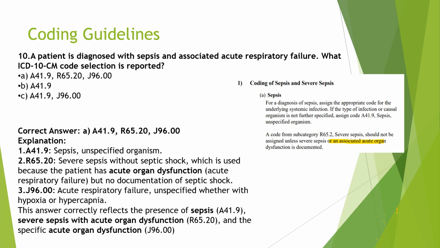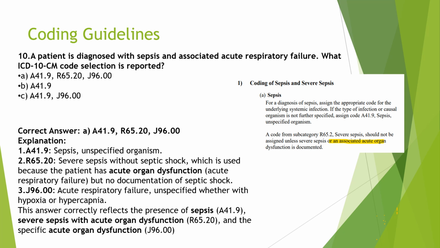And then the last question. A patient is diagnosed with sepsis and associated acute respiratory failure. What ICD-10 code selection is reported? Many of the students have argued with me that option C is correct. According to the ICD guideline, the answer should be option A. I'll tell you why. You may think that in the question they are not talking about severe sepsis, there is no documentation about severe sepsis, so we don't have to code for severe sepsis.